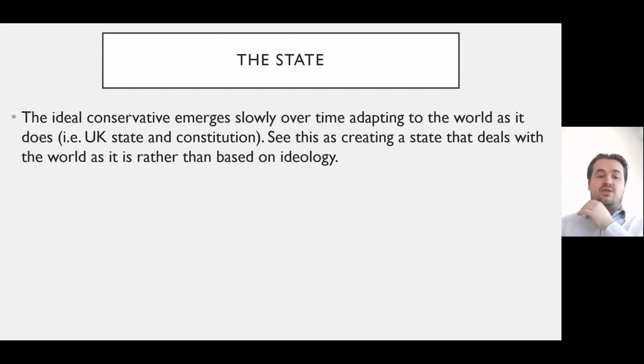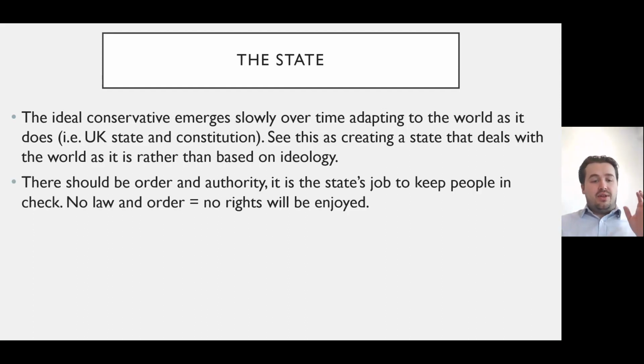So you see this as creating a state that deals with the world as it is, rather than ideology. So much more empirical, evidence-based. So there should be law and order and authority within your state. It's the state's job to keep people in check, as we said, because Hobbes said people are imperfect. Well, you need the state to rein that in. If you don't have any law and order, conservatives say that nobody can enjoy rights because humans would be so imperfect, there would just be so many problems, continual war, that, again, you can't enjoy your rights and your freedoms that people want.